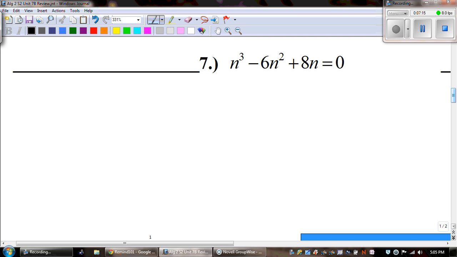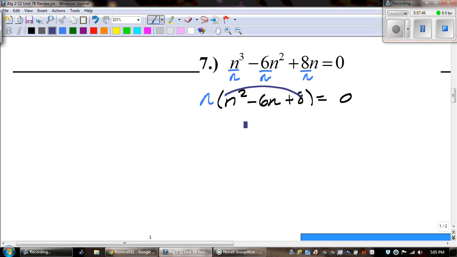All right, number 7. Is there a GCF? Remember, we're solving by factoring. Yes, there's a GCF, and the GCF is n. So the GCF comes out front, and then we're left with n squared minus 6n plus 8 equals 0. So now we're going to do the same thing, where you multiply a times c. So you're looking for numbers that multiply to get to 8 and add to get to negative 6.